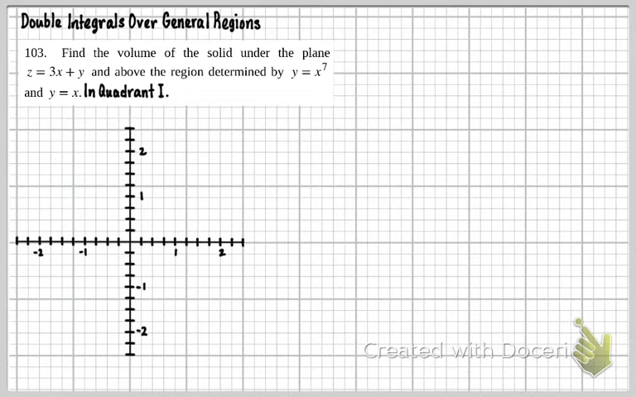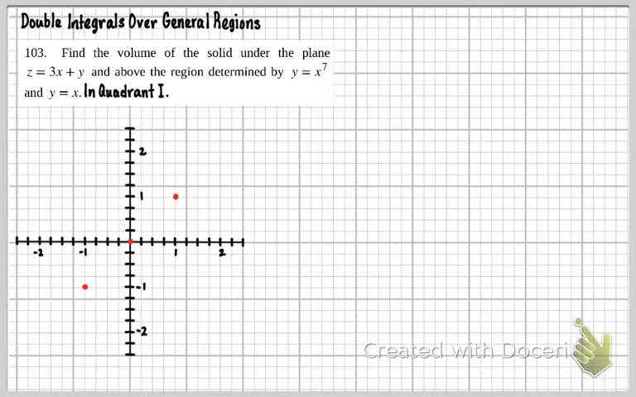So now taking a look at y equals x to the 7th, we're going to graph that first. We're just going to plot some points. When I plug in 0 for x, I get 0 for y. When I plug in 1 for x, I get 1 for y. And when I plug in -1 for x, I get -1 for y. So those are 3 points we see right away.